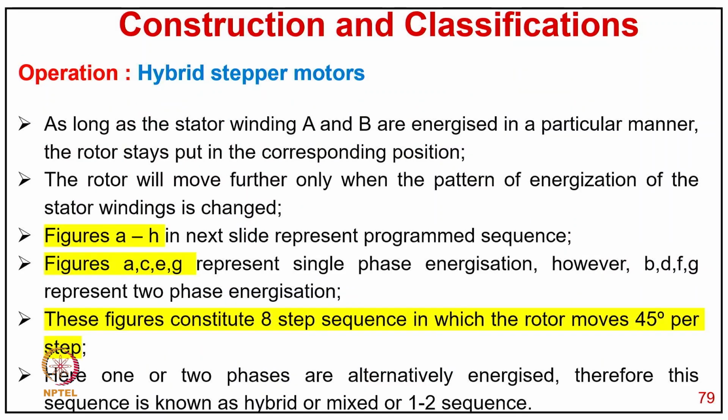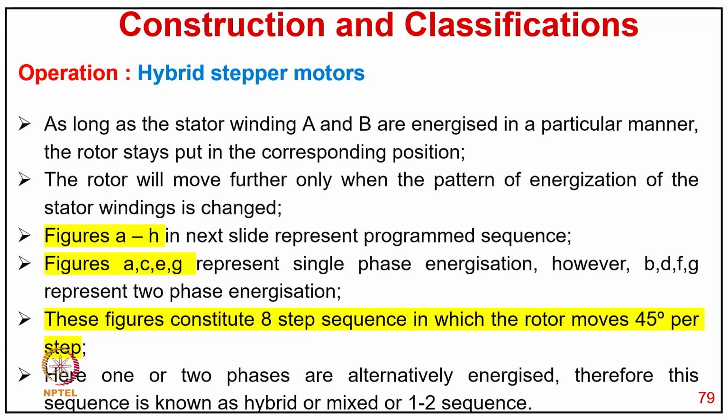Now the typical operation of the hybrid stepper motor: as long as the stator windings A and B are energized in a particular manner, the rotor stays in the corresponding position, and the rotor will move further only when the pattern of energization of the stator windings is changed. Figures A to H in the next slide present the programmed sequence, with A being single phase excitation and then two phase excitation.